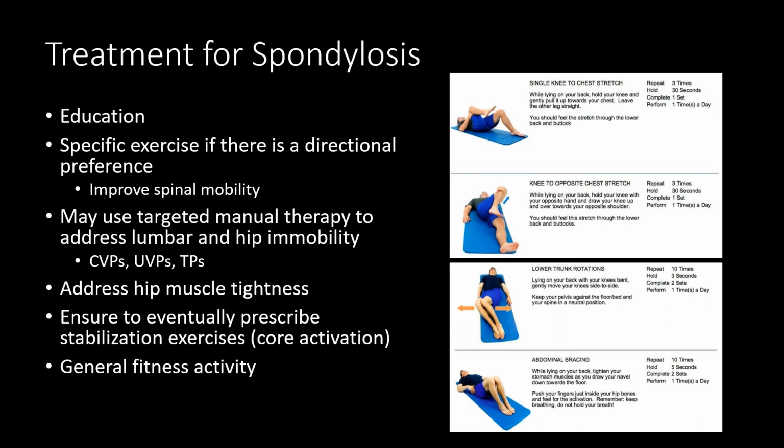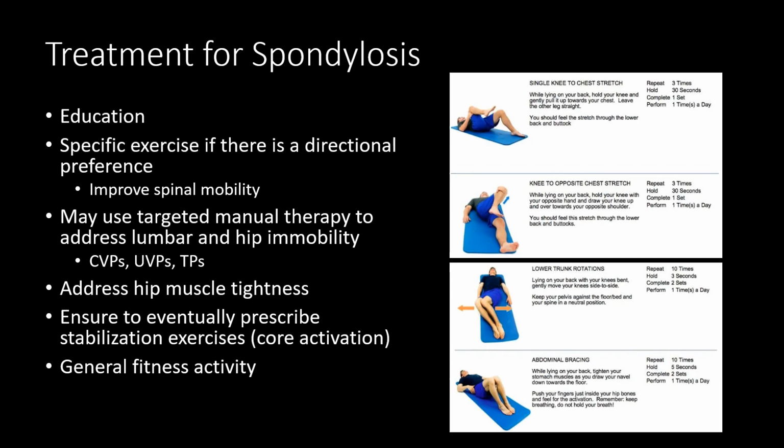Again, we can use manual therapy. These folks are going to have complaints of stiffness as well, and so we can use manual therapy. Our central techniques, our unilateral techniques, as well as our transverse pressures to improve general mobility at the spine. Same principles apply as before.